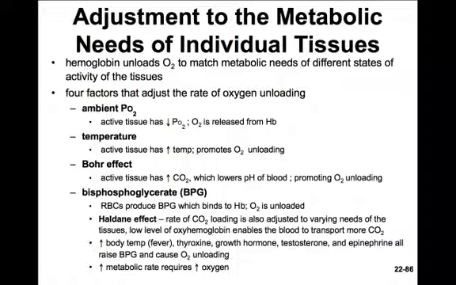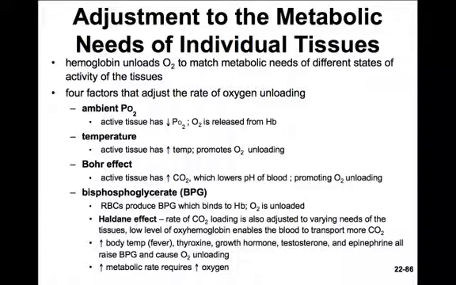A final effect is the bisphosphoglycerate effect. Now, red blood cells only undergo anaerobic metabolism. They have no mitochondria. So as a byproduct of this, one of the intermediates of glycolysis is bisphosphoglycerate. This bisphosphoglycerate will bind to the hemoglobin and promote oxygen unloading.